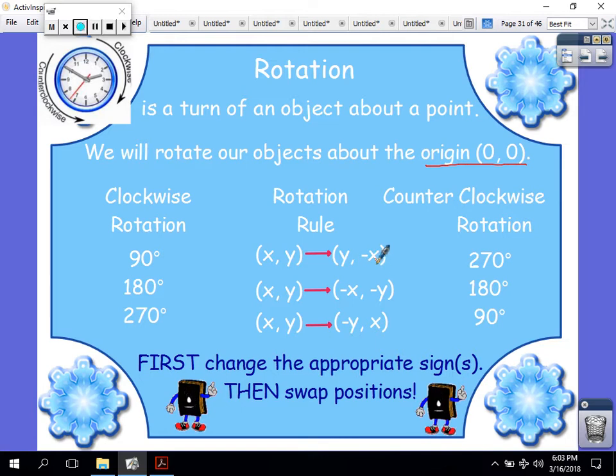Also notice that 90 degrees clockwise is the same thing as 270 degrees counterclockwise. So if you were to go 90 degrees clockwise, if you started at 12 o'clock and went to 3 o'clock, it would be the same thing as starting at 12 o'clock and going 270 degrees. You would wind up at 3 o'clock as well. Okay, so think about the clock each time you do that.